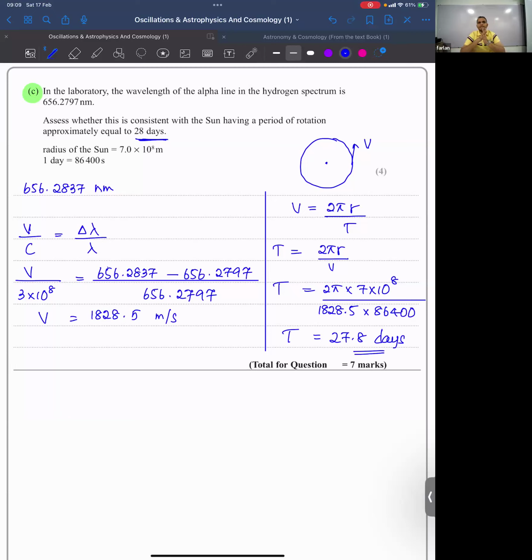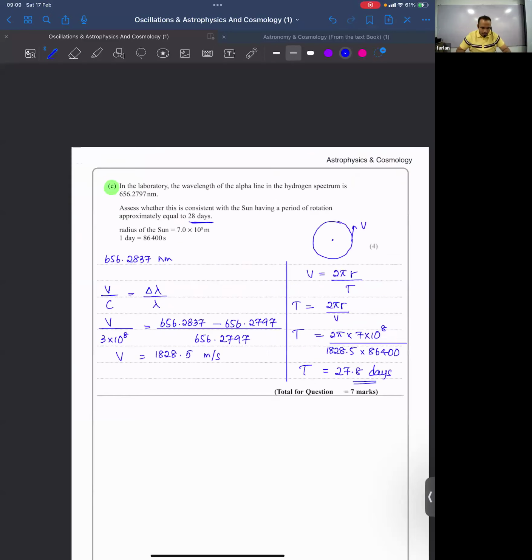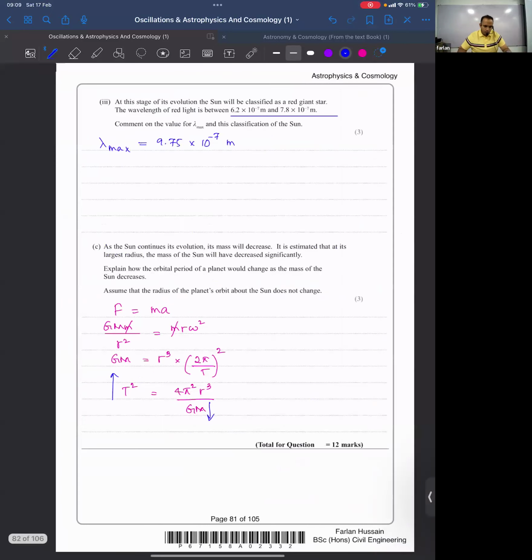Have you got this answer? Hello? Have you got this answer? What's next? 48. Question 48.